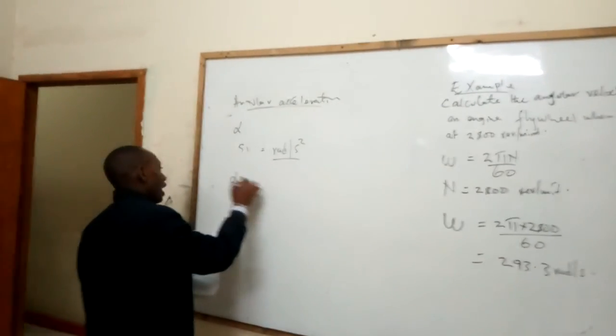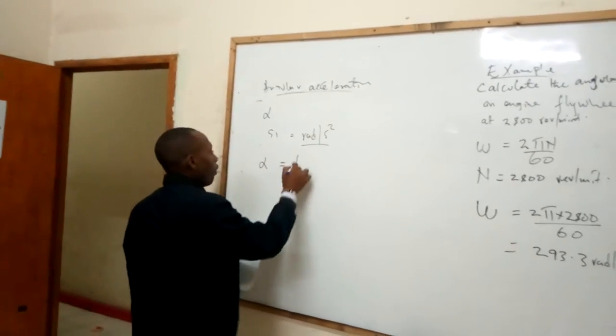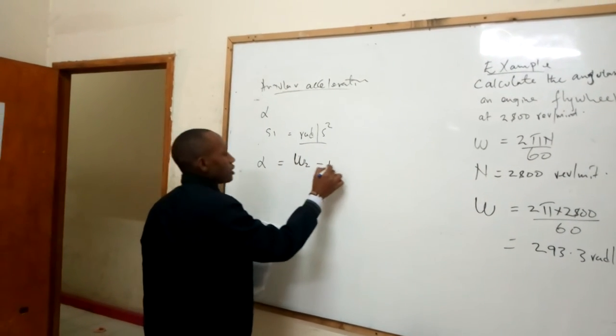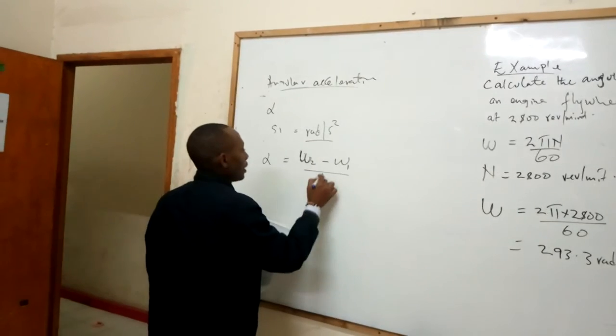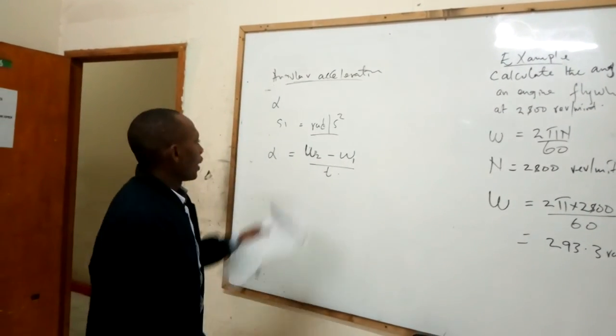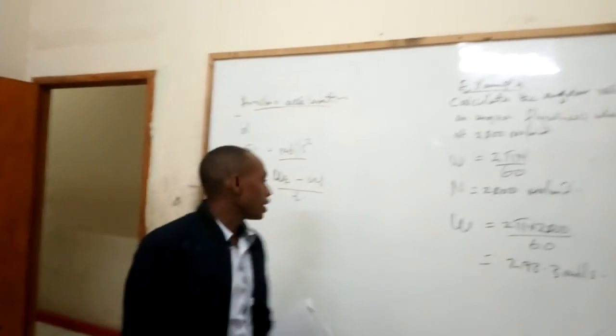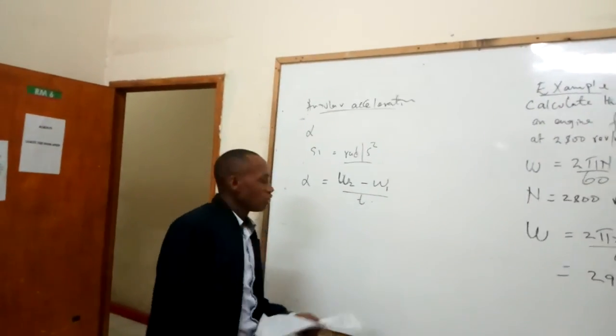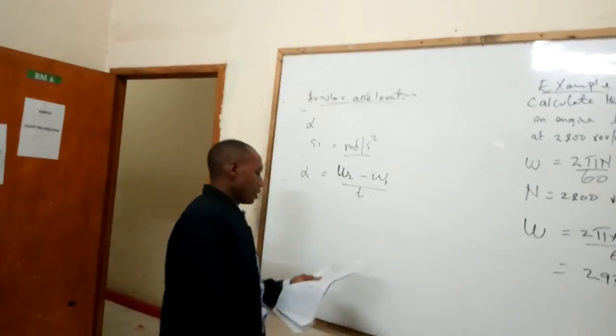Now alpha is given by omega 2 minus omega 1 divided by the time t taken, where omega 2 is the final velocity, omega 1 is the initial velocity, and t is the time taken.